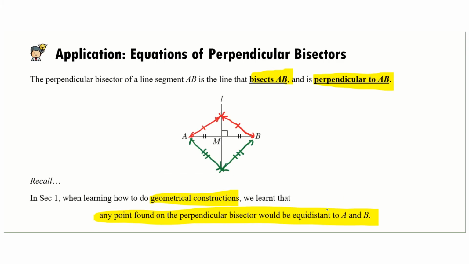I'm sorry, that is hanging again. Okay, back to this. And that is what it means by equidistant to A and B.